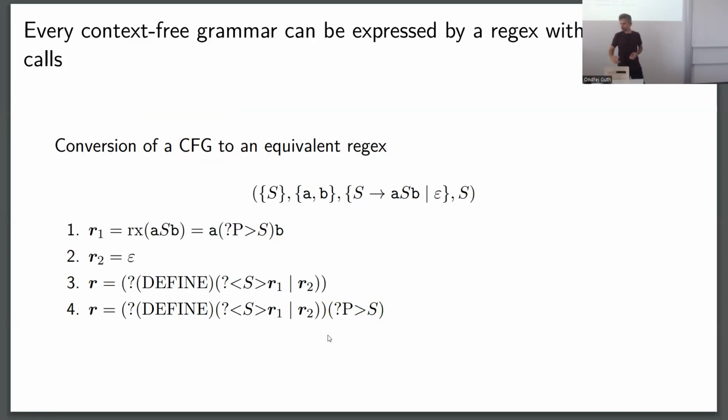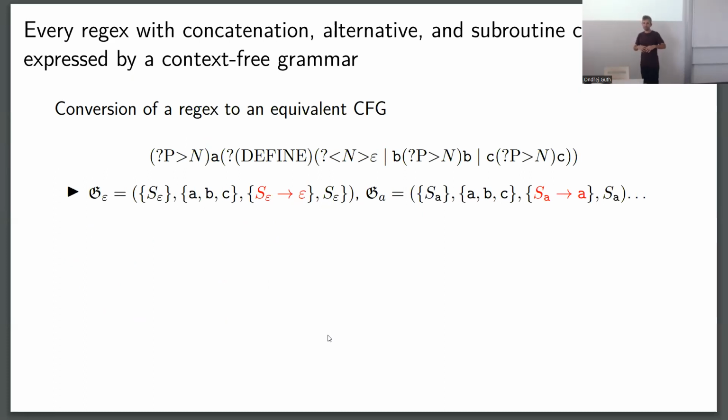Otherwise, we can discuss it, of course. Okay, so what do we know so far? We know that these regular expressions with subroutine calls can match any context-free language, and maybe more. So the question is, what is the set of all languages we can match by this? Let's go the other way around. Let's go to conversion of any regex to context-free grammar. So let's say this is our example regular expression, quite complicated, I know.